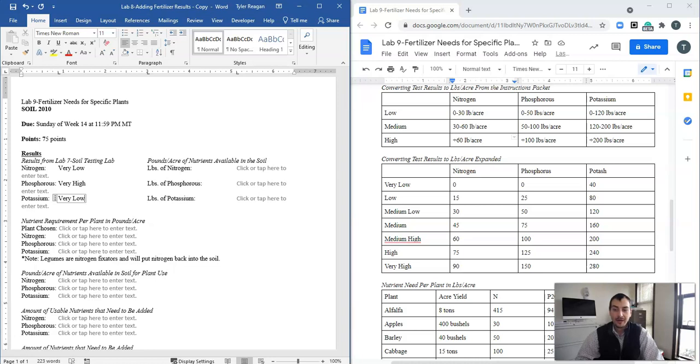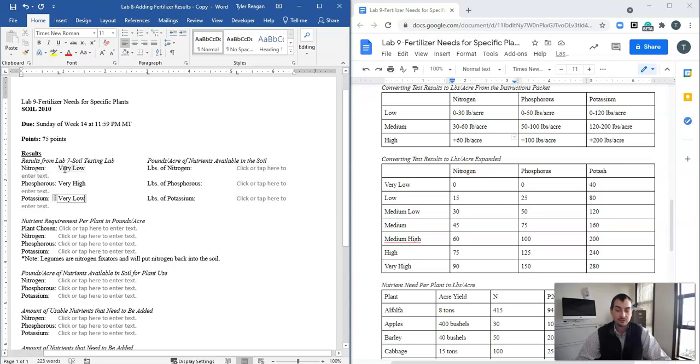So now that I've gotten these test results from that test kit, I need to actually put in how many pounds per acre of nutrients there were. Some of you might have gotten a test kit that already gave you the pounds per acre of nutrients. Basically, you just need to fill in what those pounds per acre of those nutrients were.